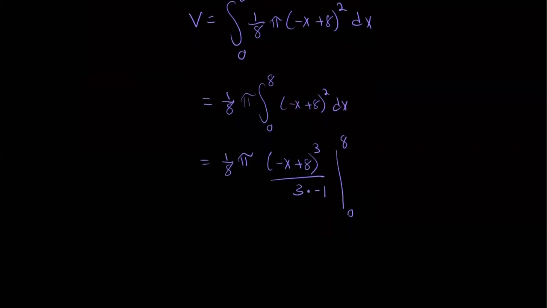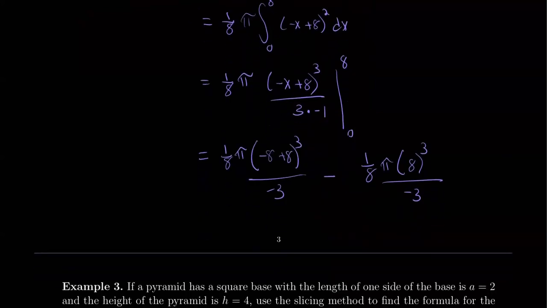And then I'll plug in my bounds, and so that gives me 1/8 pi times, if I plugged in 8, I got (-8 plus 8) cubed over -3, minus 1/8 pi times, if I plug in 0, I got (-0 plus 8) cubed over -3. And then you can use your calculator to simplify that along the way, and I hope you're able to. I ended up with 64 thirds pi.